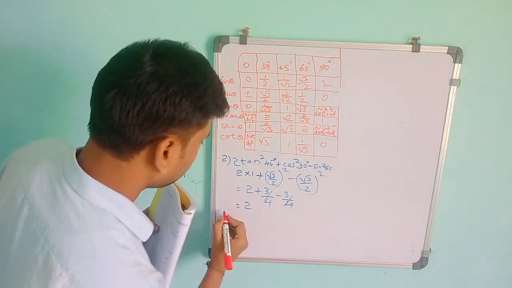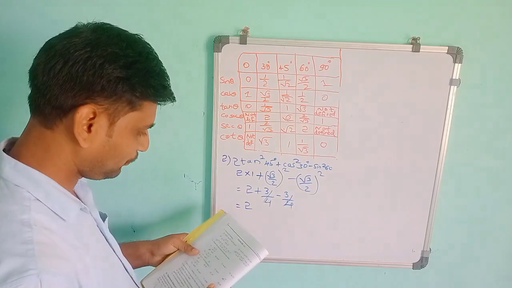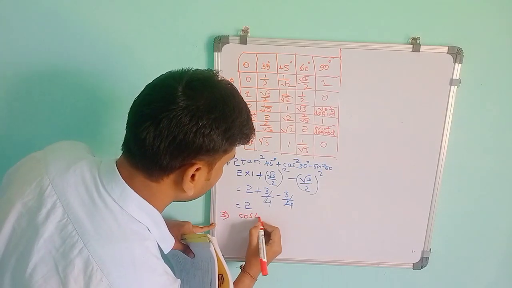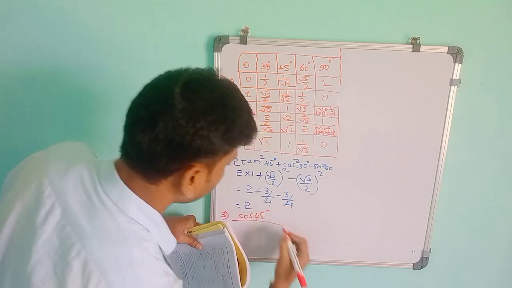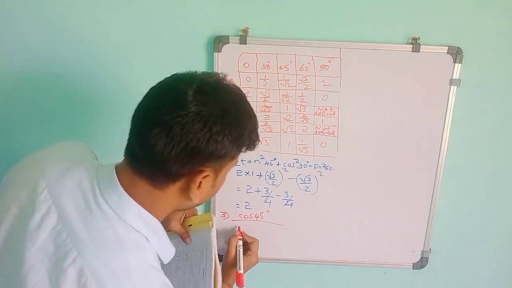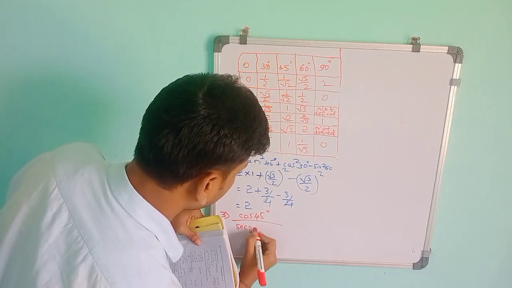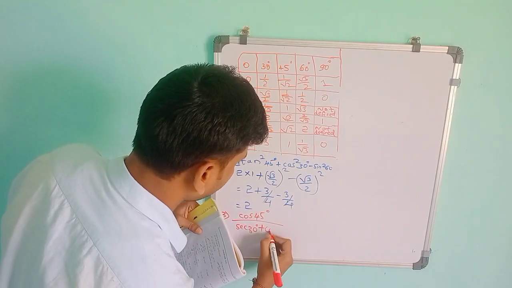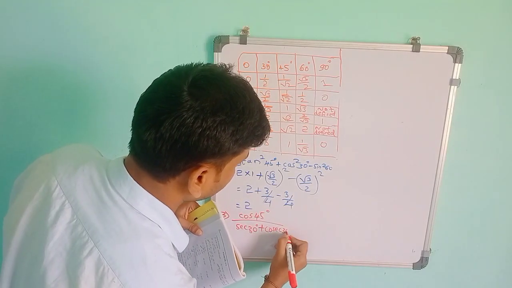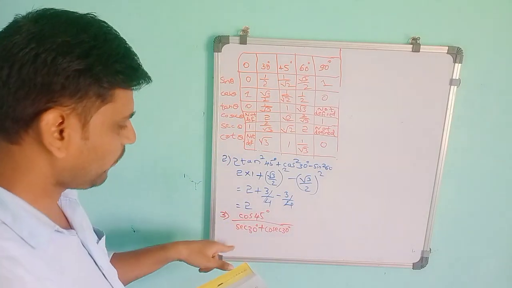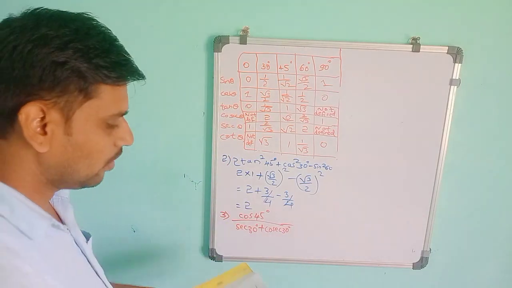Then the third one: cos 45 degree divided by sec 30 degree plus cosec 30 degree. So we have to find the value of cos 45 degree divided by sec 30 degree plus cosec 30 degree.